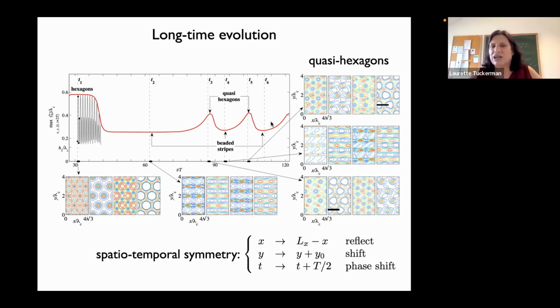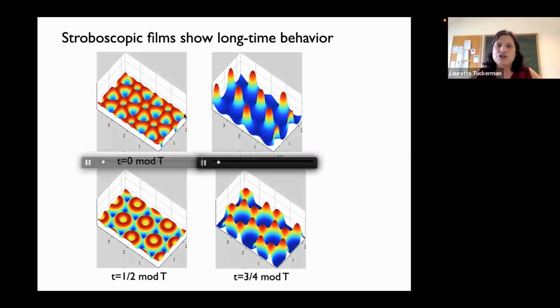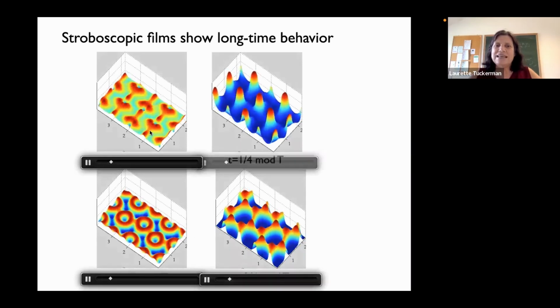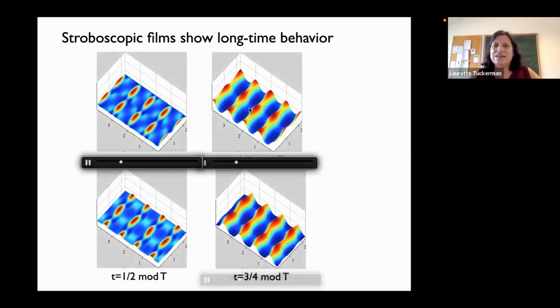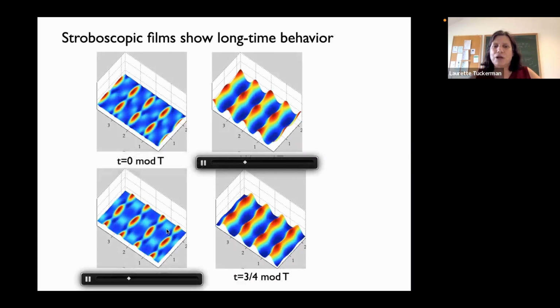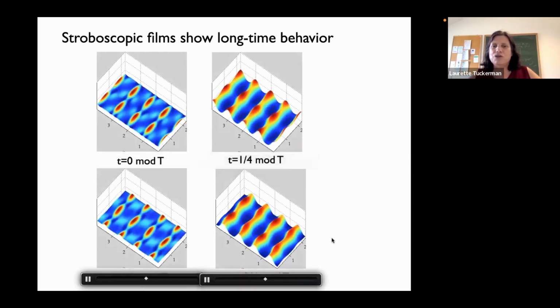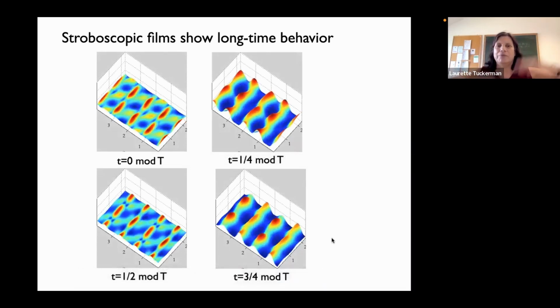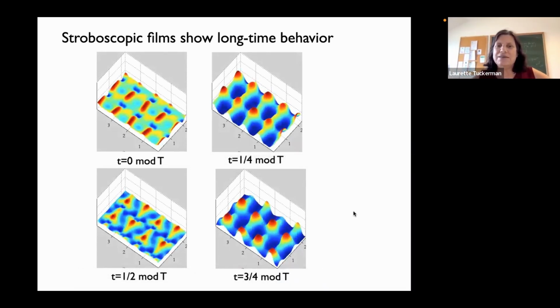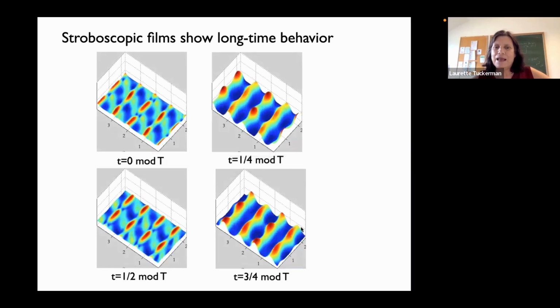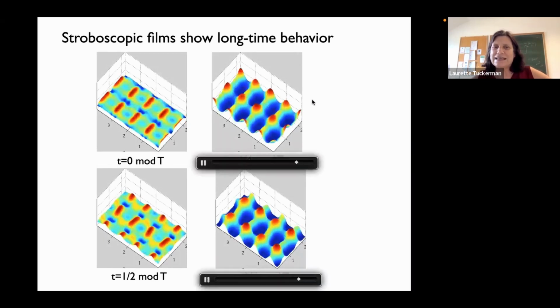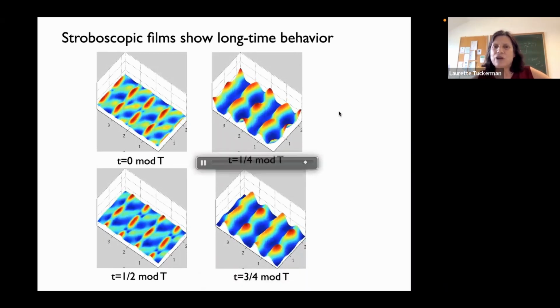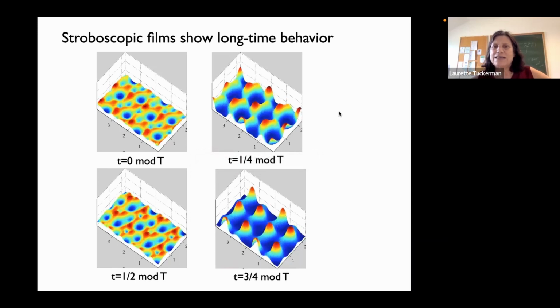And now you might think, what else am I going to tell you? Well, it pretty much stops here. This is the end of that story. I mean, it's not the end of that story, but it's not going to do anything else. And here, these are strobed movies. This is at the phase t over 4. This is the phase t over 2. This is 3t over 4: 0, 1/4, 1/2, 3/4. So then you don't have this distracting Faraday motion. You just see the basic thing. And this is quasi-hexagons, and now this is beaded stripes, and then it's quasi-hexagons.